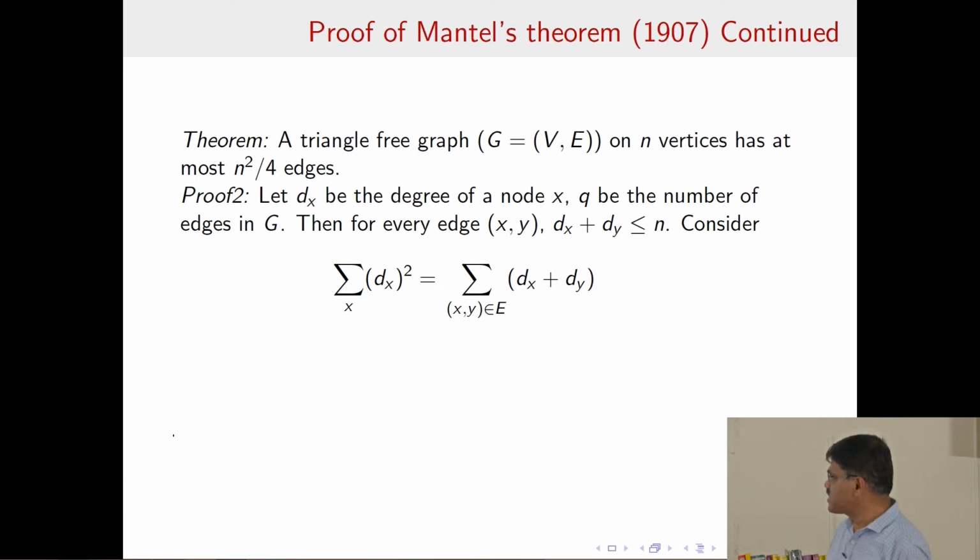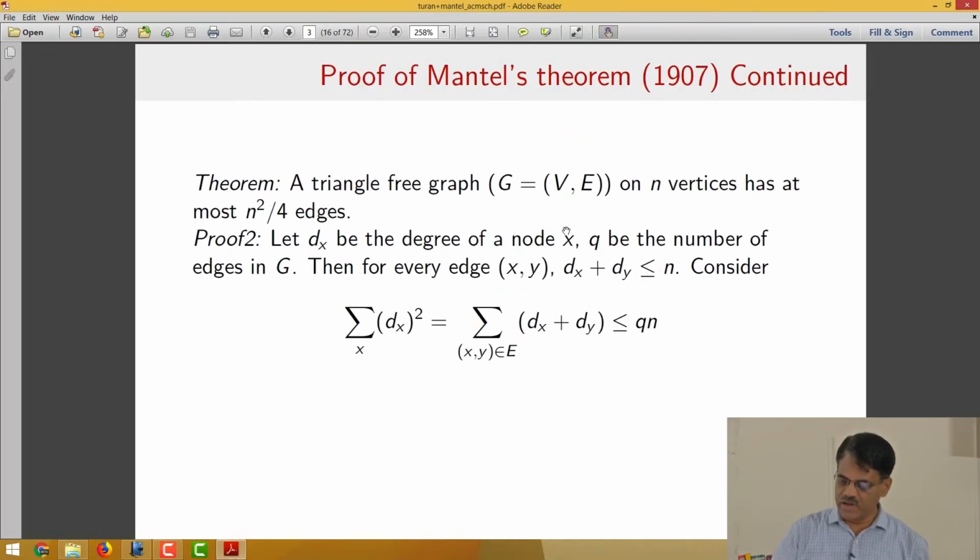Now, dx plus dy for any edge we know is upper bounded by n, right. So this gives you it's at most n times q. Okay. Some quantity I was interested in, summation dx square, and I could show that it's at most qn using the fact that it's triangle free. Where did we use the fact that it's triangle free? Because we used it here when I said that dx plus dy is less than or equal to n. Here is where I am using the fact that it's triangle free. So this quantity is qn.